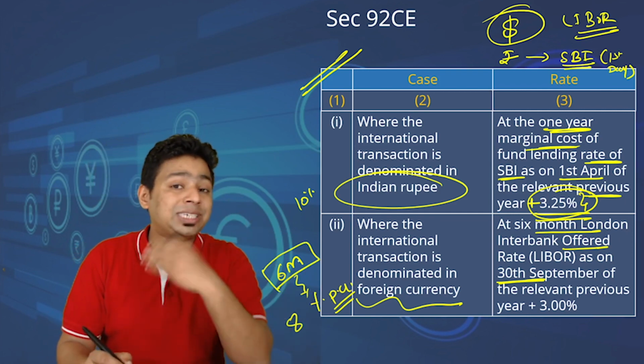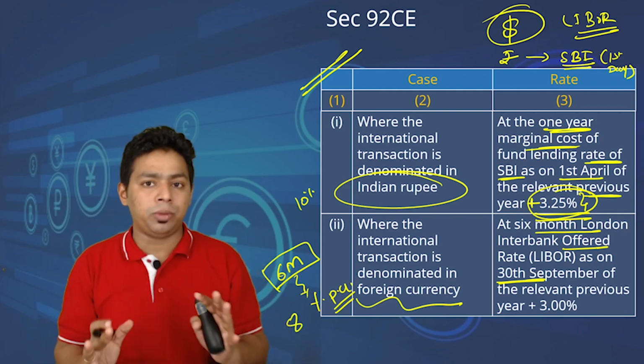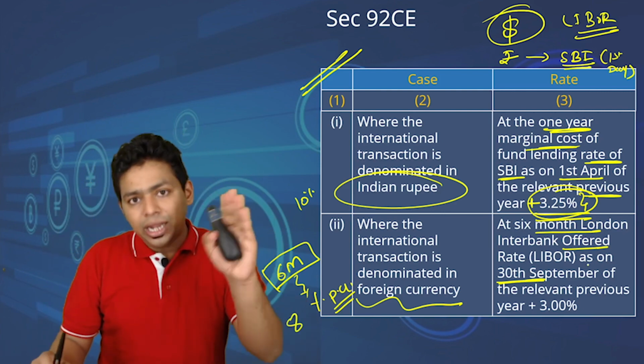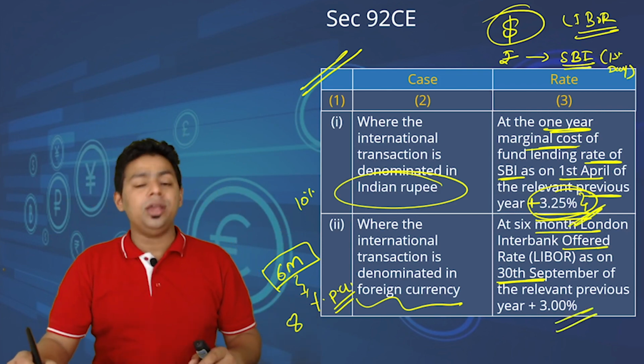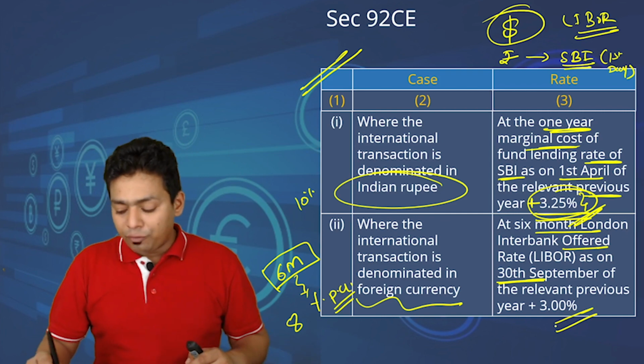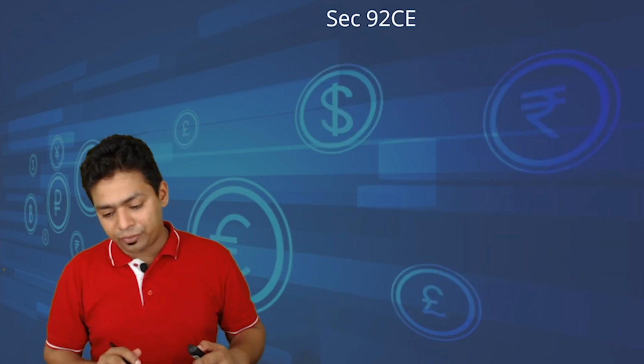For a 3-month loan, it may be 7% per annum. Interest rates are always written in per annum terminology. So that interest rate you will take, and to that you have to add another 3%. So Indian rupee plus 3.25%, foreign currency plus 3%. This is the rate of interest you need to remember, my dear friends.